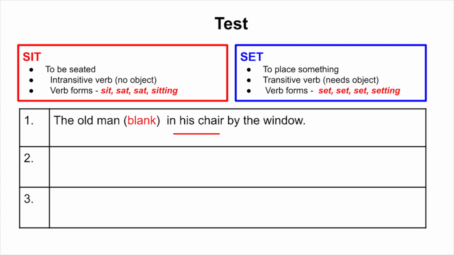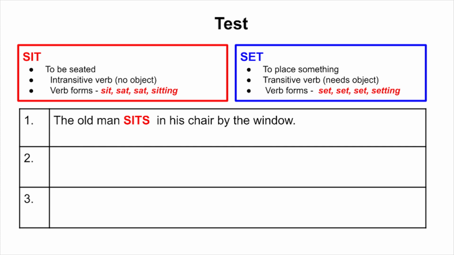In his chair is a prepositional phrase, so we can safely say the verb required for this sentence is an intransitive verb, which means the answer is a form of the verb sit. The old man sits in his chair by the window.